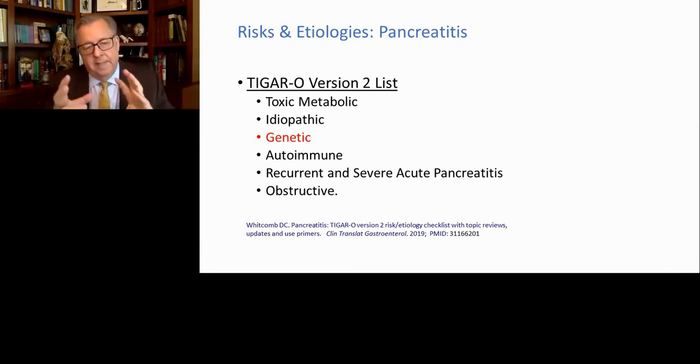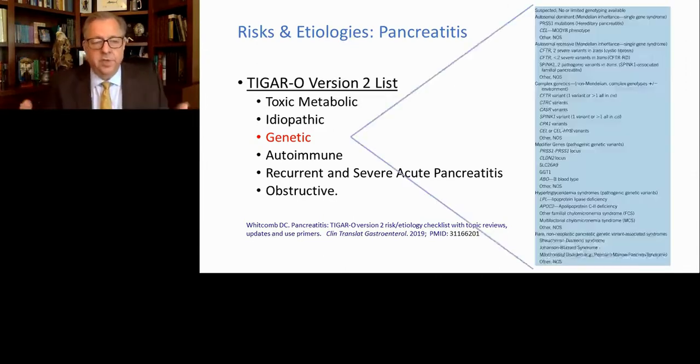So what we're beginning to learn is the toxic and the genetic factors are important. So let's look at some of the genetic factors. There's dozens of them, and they are in different mechanisms. Some are autosomal dominant, some are recessive, some are modifier genes, others are risk factors, and some work inside the pancreas and outside the pancreas. So we really have to understand exactly how they're organized before we can determine what to do with it.